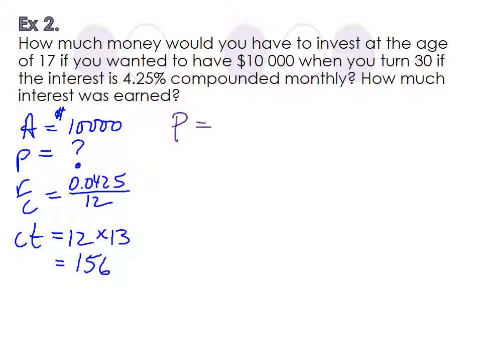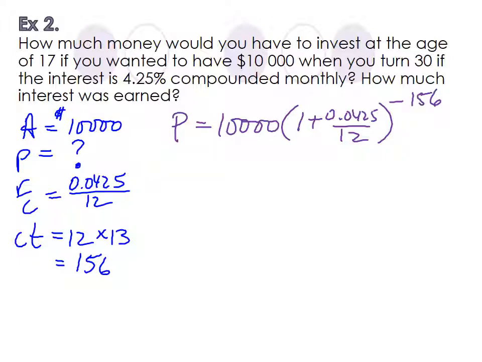Using our formula, P equals 10,000 (1 plus 0.0425 over 12) to the negative 156. You can enter that in the calculator all in one step. Again, if you have a type 1 calculator that displays all your steps on the screen; otherwise you've got to do it step by step if you have a type 2. So let's see what we get.